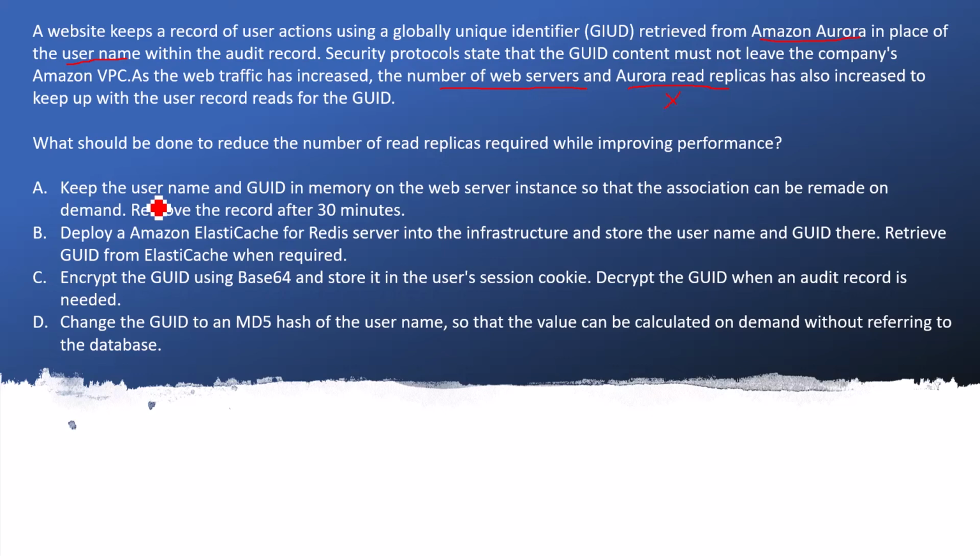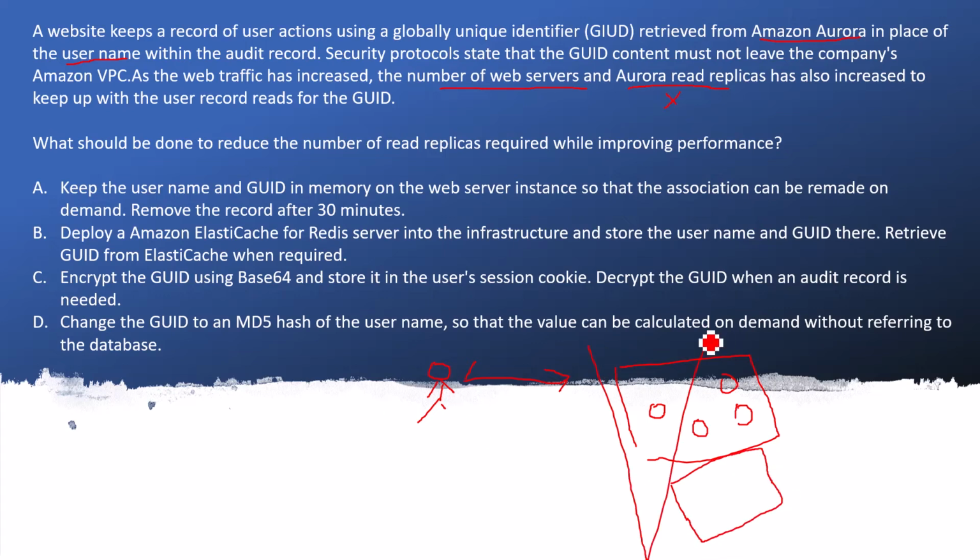Now let's jump to the options, but I hope you got the problem. There are users, and traffic is coming into our Amazon VPC, and in the VPC we keep increasing the read replicas because of the increase in users and traffic. On top of that we have the web servers, and we are not able to reduce the web servers because we need to maintain the performance. Sorry for the wrong drawing here.